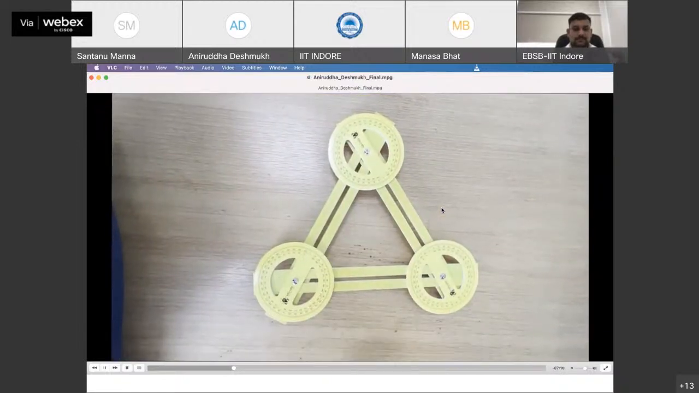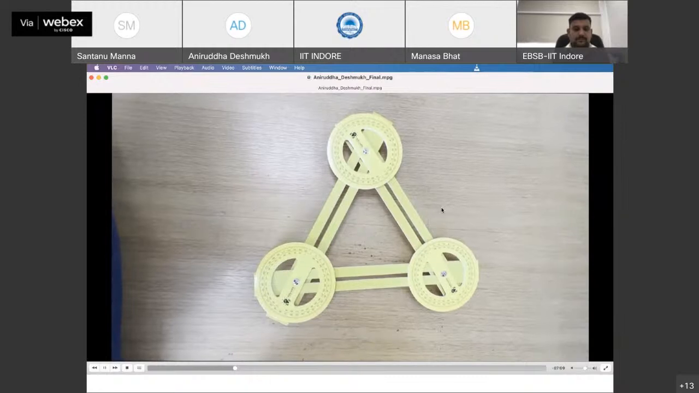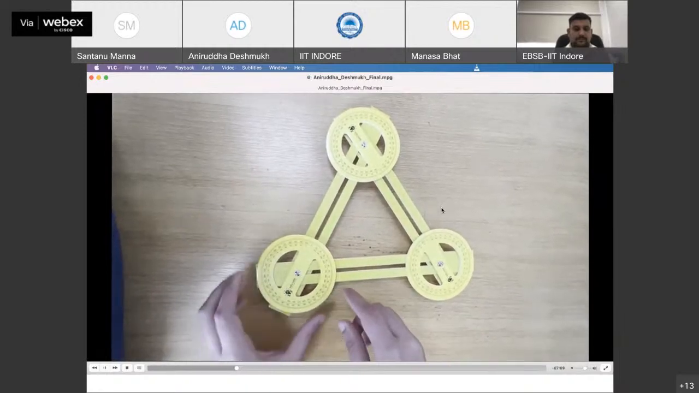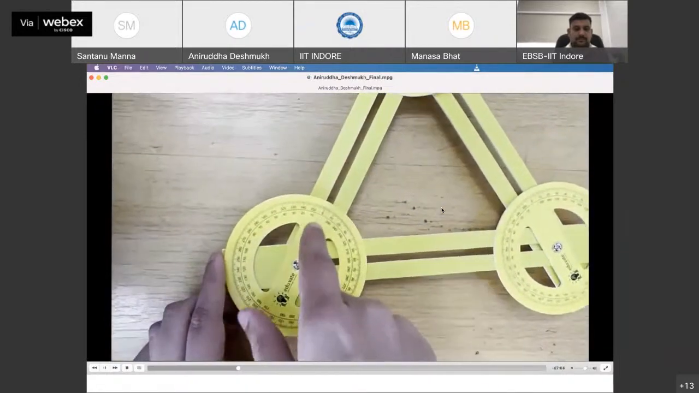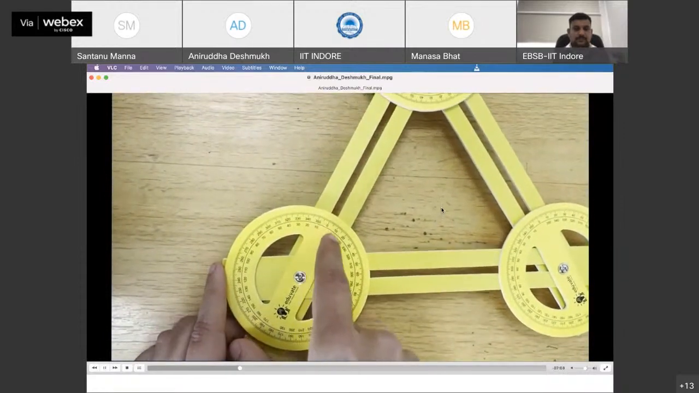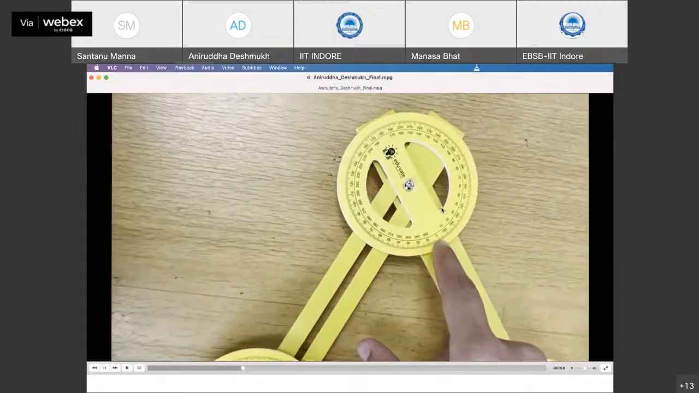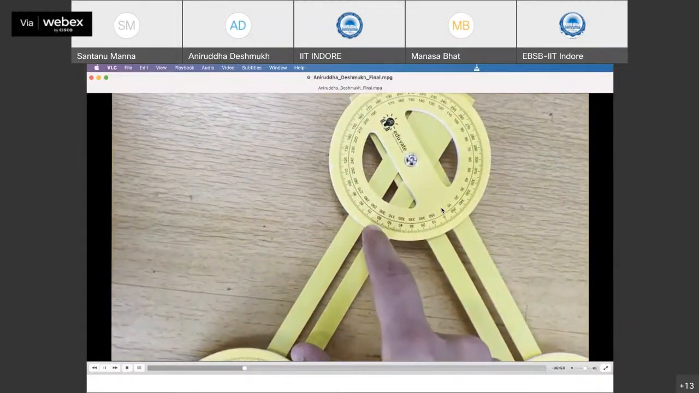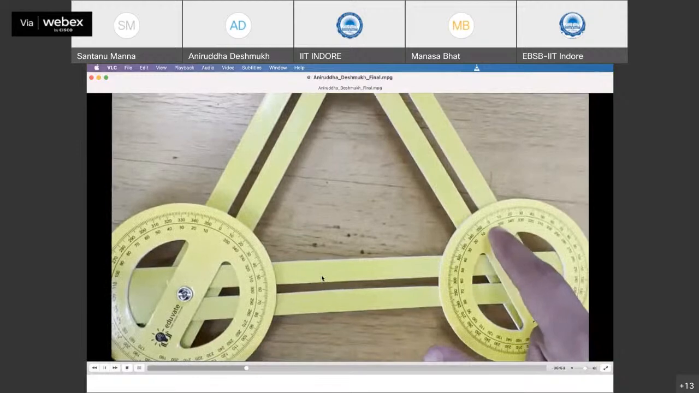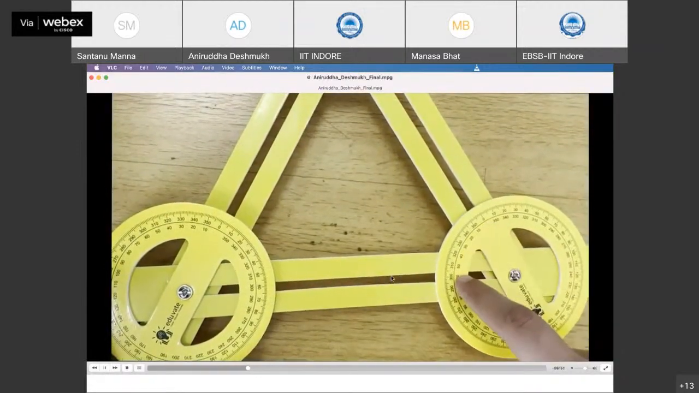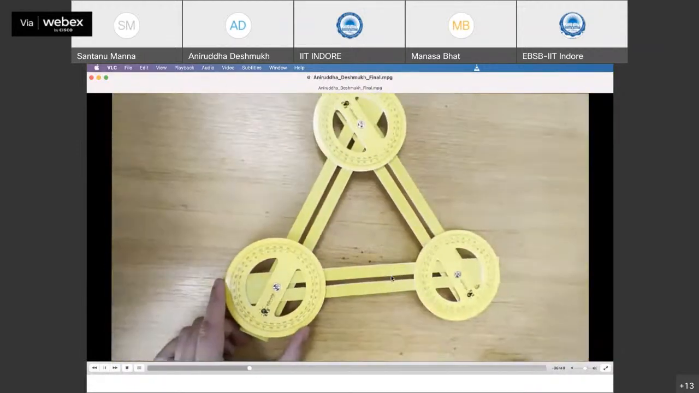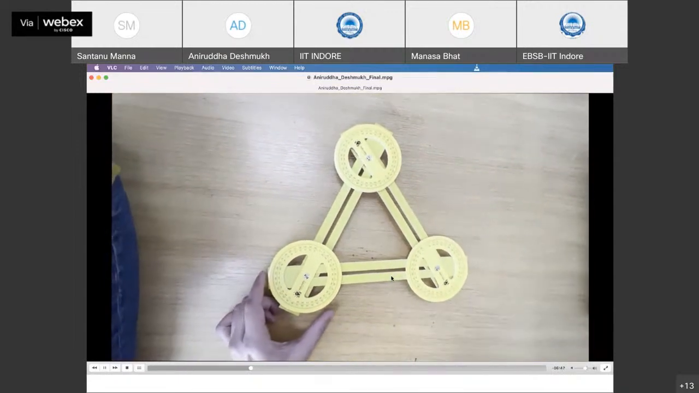So using 3 segments, we can form a triangle like this. And now if we measure angles between these 3 segments, so let us measure here. It starts from 0, goes up to 60, so it is 60 degrees. Let us measure here, it starts from 0 and again goes up to 60 degrees. So this is also 60 degrees. And here also it starts from 0 and goes up to 60 degrees. So if we add these 3, then it is 180 degrees.